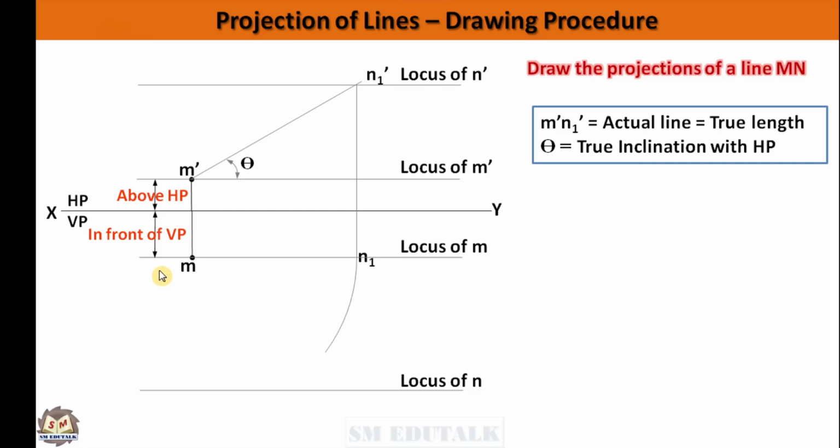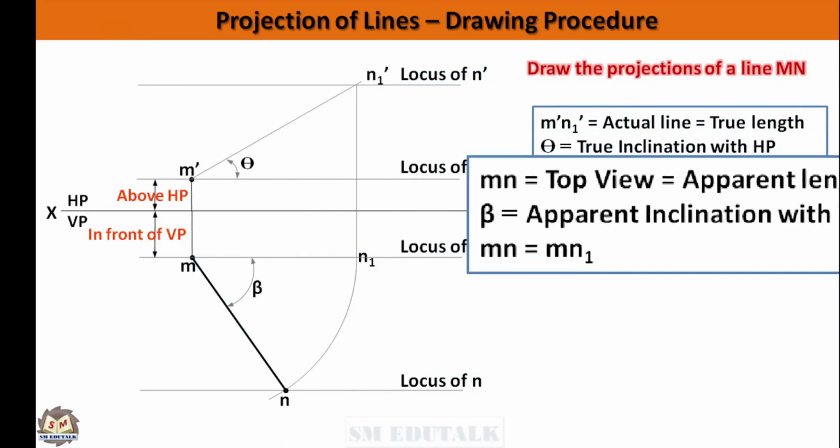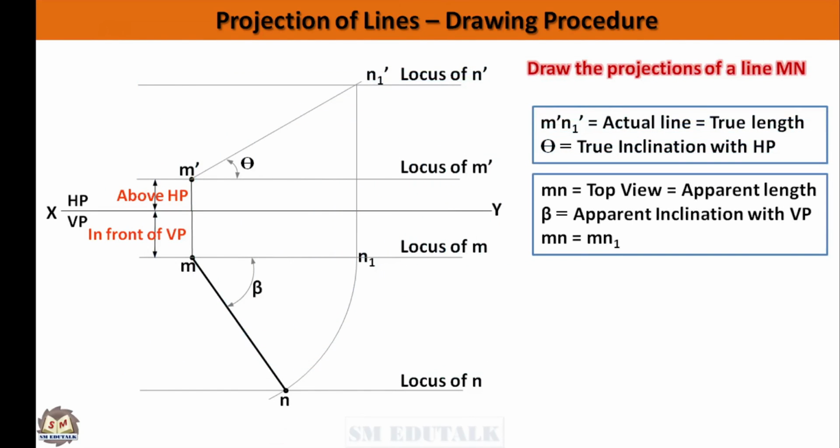An arc should be drawn with M as center and MN1 as radius to cut the locus of N, which creates an intersecting point N. A line which connects the points M and N is called the top view of the line MN. It makes an apparent inclination with VP, beta. Always the top view's length is less than the true length. That's why its length is termed the apparent length.